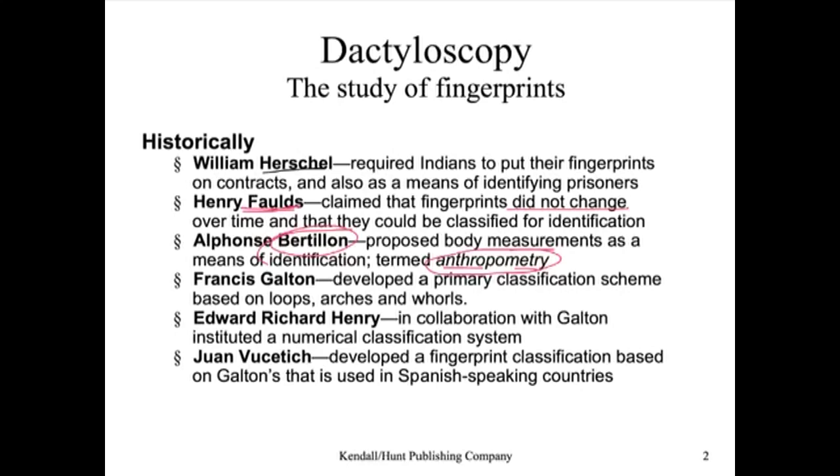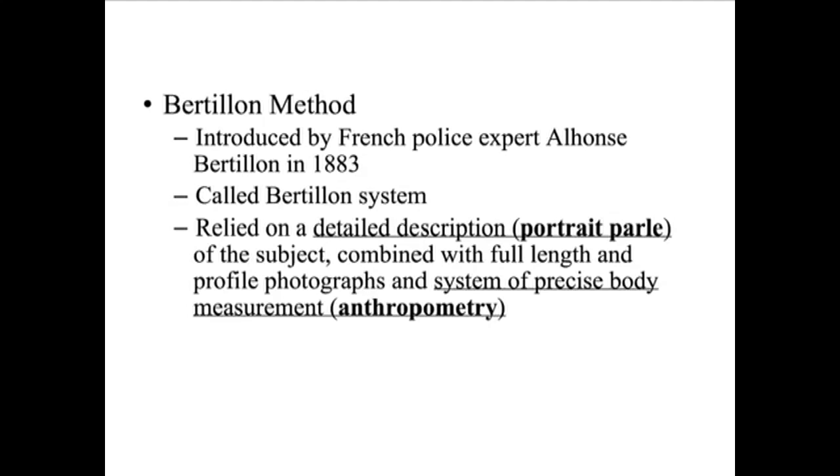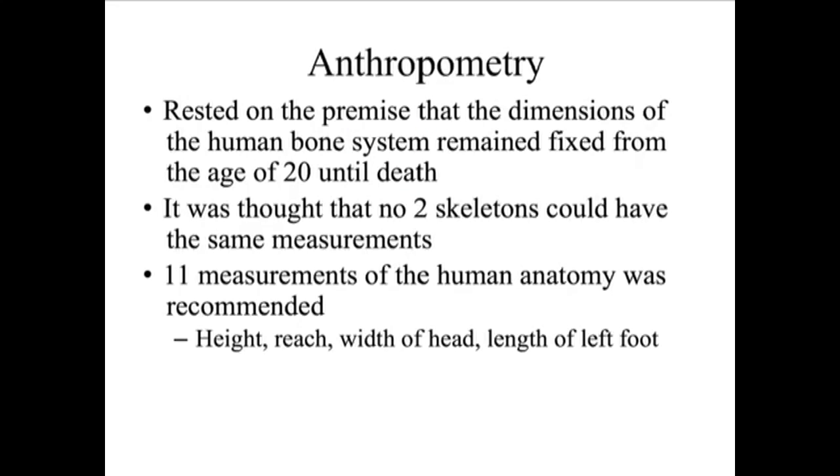So to talk a little bit about Bertillon. He was a French guy. He came up with his system, which was the measurement of certain parts of the body. The premise was that once you reach the age of 20, the dimensions of your body don't change. They're fixed from that age until death. He also thought that no two skeletons were able to have the exact same measurements.